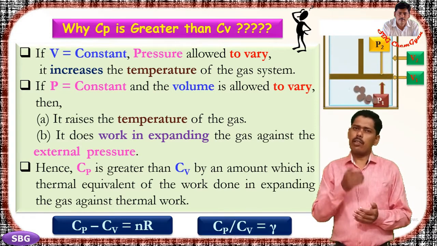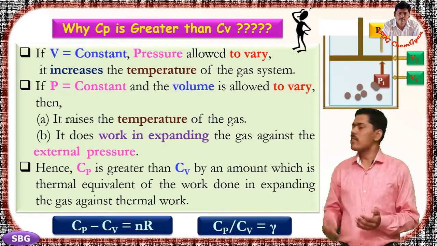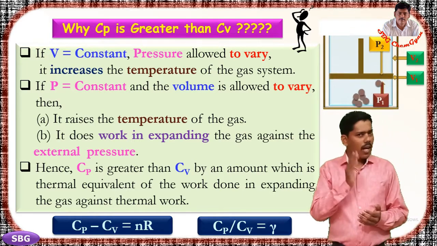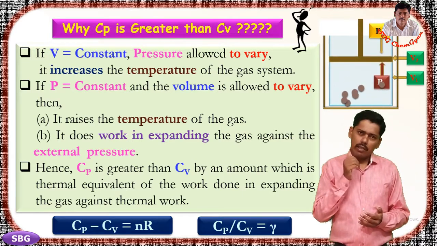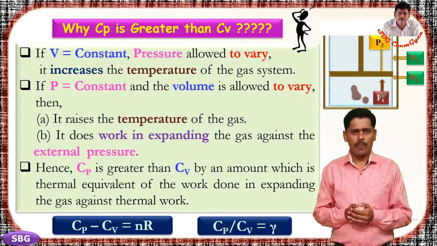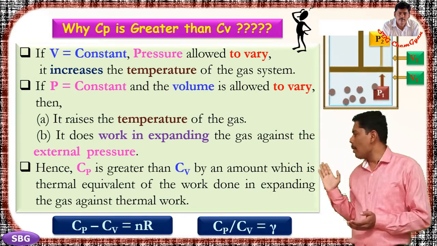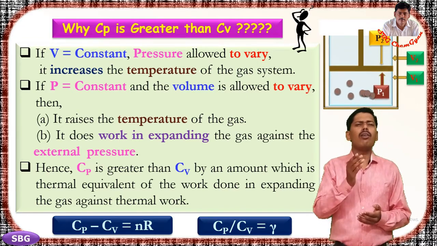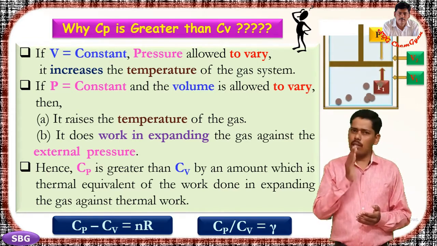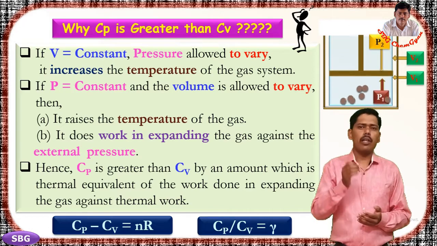Another equation for the ratio of heat capacity is given here, which we are using in our next three expressions. That is Cp divided by Cv is equal to gamma. Gamma, or this ratio, is also known as the adiabatic expansion factor.